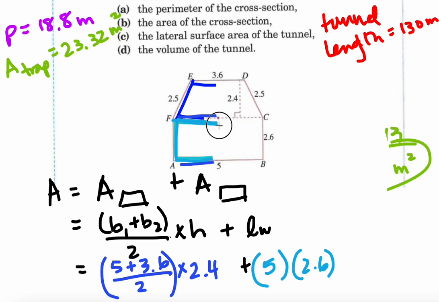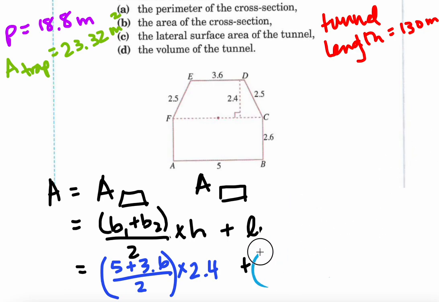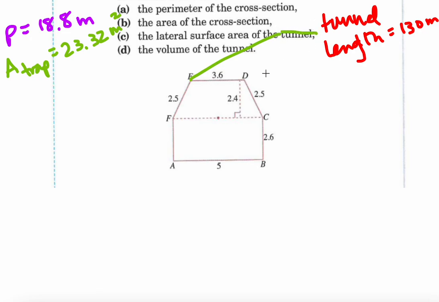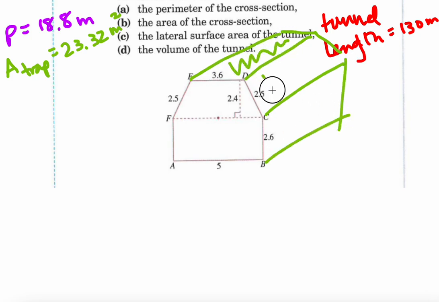And then we're going to answer C, which is asking us for the lateral surface area of the tunnel. So remember, lateral surface area just means the rectangle parts. Okay? So I just want the rectangle parts. Now, how can I do that, right? Well, if I want just the rectangle parts, then I'm going to have to figure out the total surface area, but basically just ignore the base parts, okay?